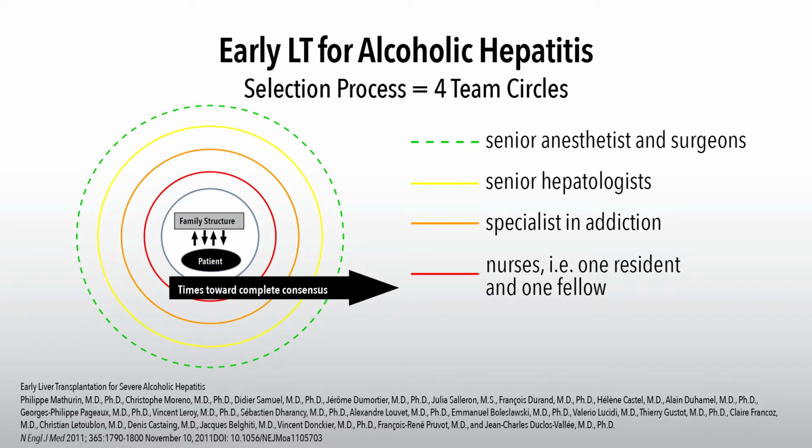Important to mention that in the evaluation of these patients a different model was used, in the sense that it's a comprehensive model that started first with the evaluation from the immediate team, the nurses, residents, fellows, then went to the hepatologists, then to the addiction specialist, and finally a total decision between the surgeon, anesthesiologist, and hepatologist. This is important because everyone involved in caring for these patients has a different opinion, a different angle, which will help in the evaluation of these patients.